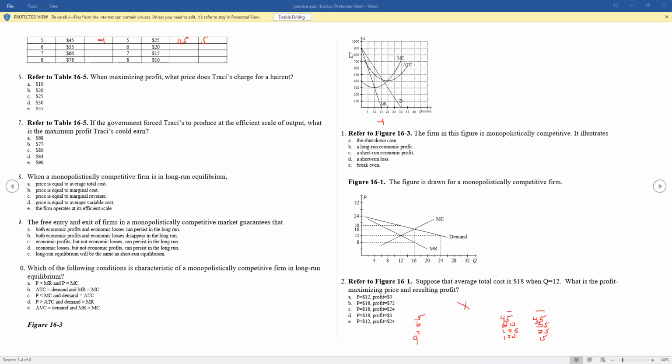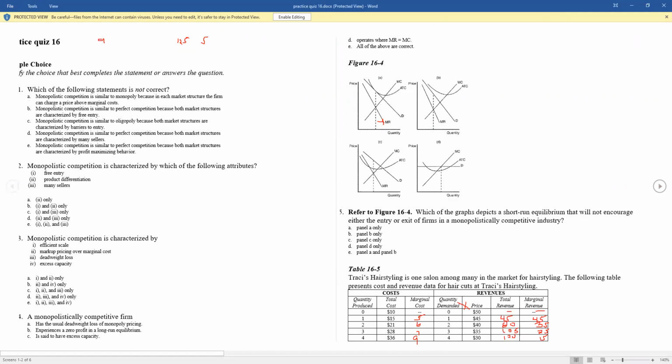So I will go back. I will go back to the last page. So our profit maximizer is 4, 15 greater than 9. And what is the question asked? What maximizing profit, what price does Tracy charge for a haircut? All right, so she's going to charge at 4, $30. And that would be the answer.